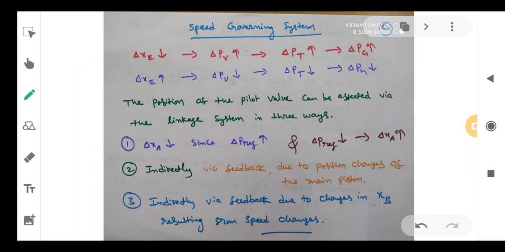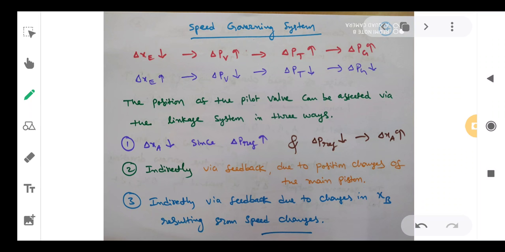Now, let us have the speed governing system. Delta Xc is the downward movement, leads to delta PV upward, increase in the valve output, turbine output, and generator output, and vice versa. Second point: the position of the pilot valve can be affected via the linkage mechanism. The very first one, delta x, a downward movement, leads to an increase in delta P reference, and vice versa.